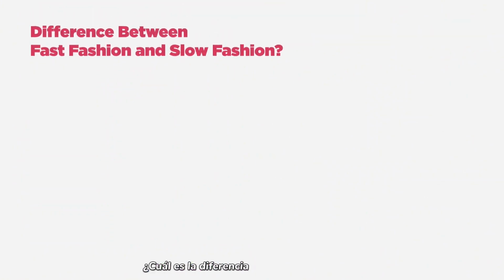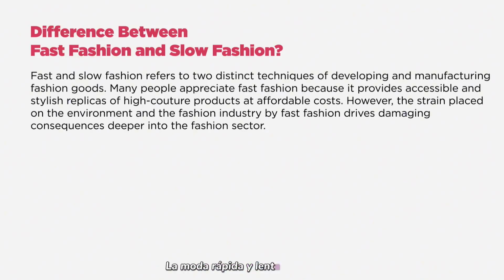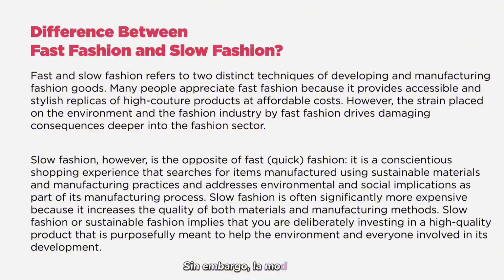What is the difference between fast fashion and slow fashion? Fast and slow fashion refers to two distinct techniques of developing and manufacturing fashion goods. Many people appreciate fast fashion because it provides accessible and stylish replicas of high couture products at affordable costs. However, the strain placed on the environment and the fashion industry by fast fashion drives damaging consequences deeper into the fashion sector. Slow fashion, however, is the opposite of fast, quick fashion.